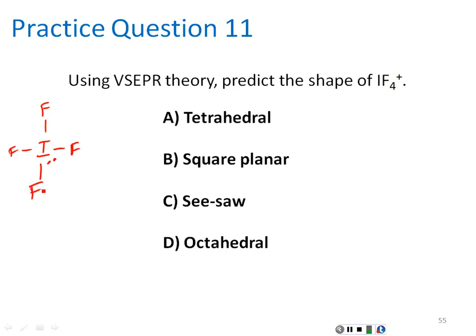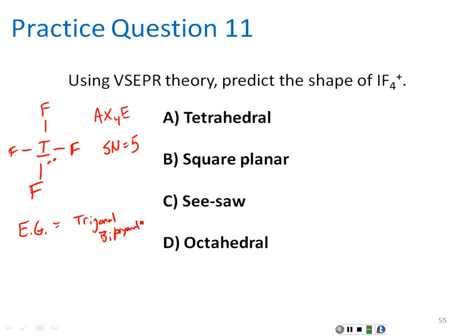I'm not going to draw the valence electrons on fluorine, but they're there. So what do we have as far as a formula for this? It would be AX4E, and that would have a steric number of 5. So if you remember, a steric number of 5 gives an electron geometry of trigonal bipyramidal.